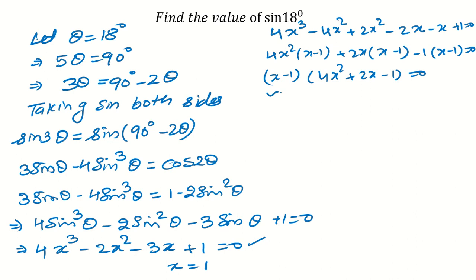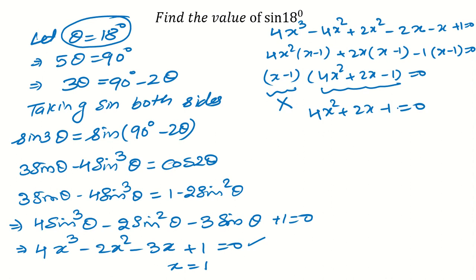Now you see, the product of two numbers is 0. It means at least one of them must be 0, but this first one cannot be 0. Why? Because if x is equal to 1, then what was x? Sine theta. So if sine theta is equal to 1, then theta will be equal to 90 degrees, which is not here. Theta is 18 degrees, not 90 degrees. So 4x square plus 2x minus 1 will be 0.